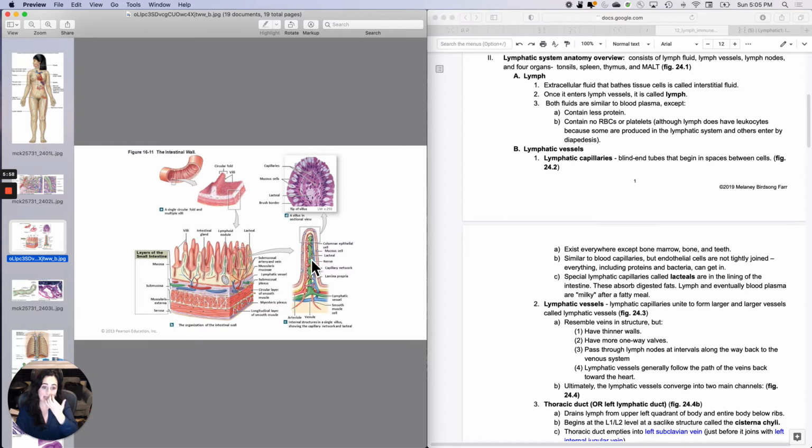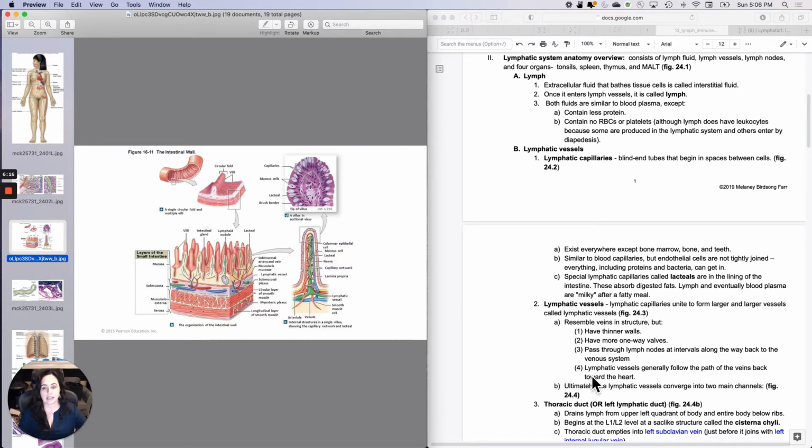So that's called a lacteal. They absorb digested fats. Interesting thing about that: that means that after you eat a fatty meal, like a Thanksgiving meal, right after that, if you assessed your lymph, it would be opaque and milky because it had so many fats in it.